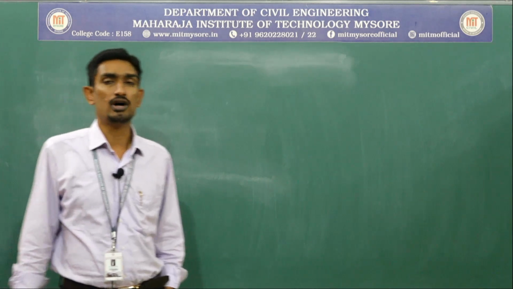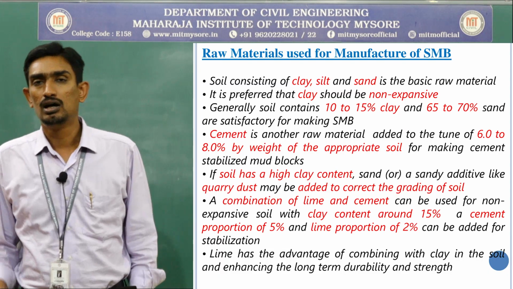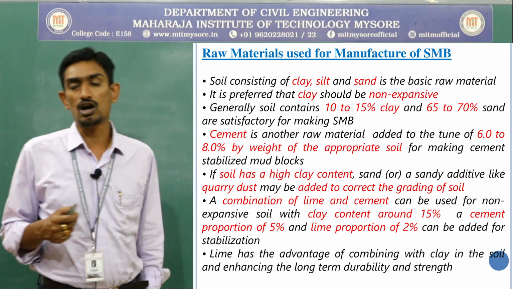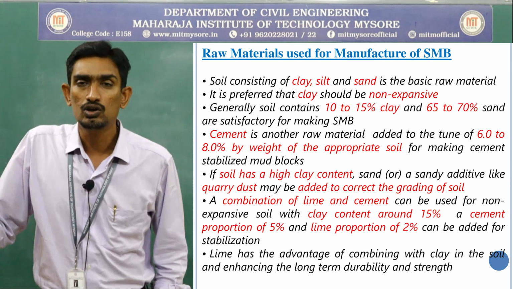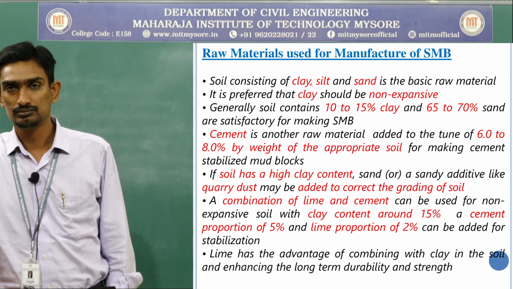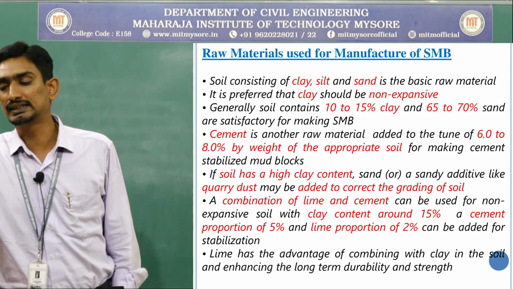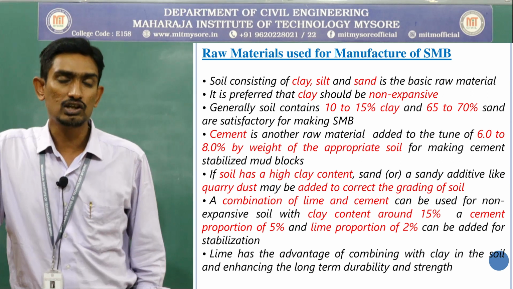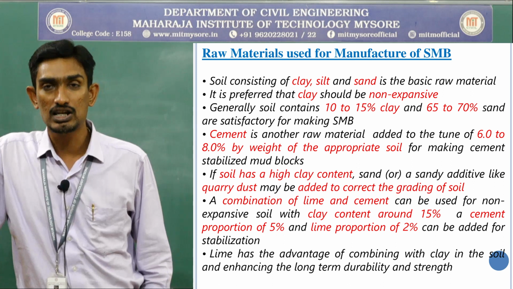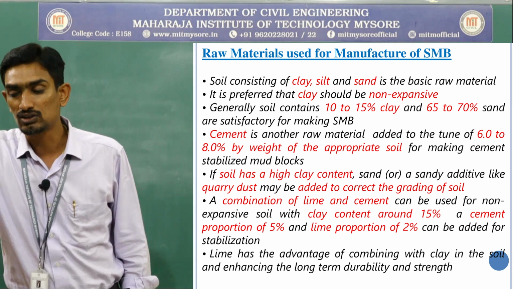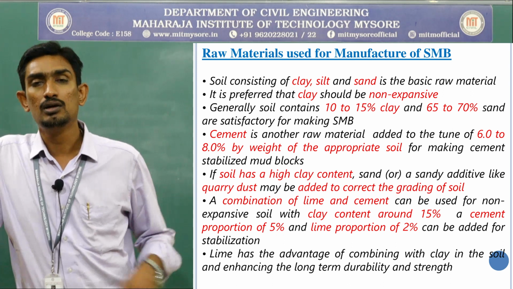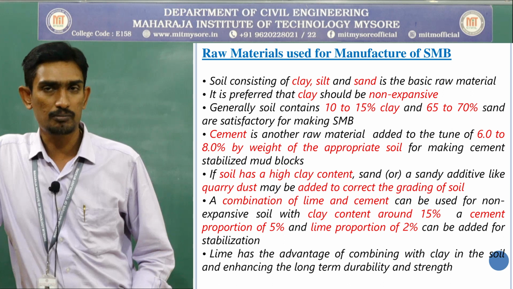Now coming to the raw materials. How to produce this stabilized mud block? Let me go first with the raw materials. The raw material required is soil, first. This soil contains silt, clay and sand. I hope you know clay soil: it means the soil where we make the idol of Ganesha. Silt, and sand. The sand will be preferably used in the preparation of concrete. Did you get my point?